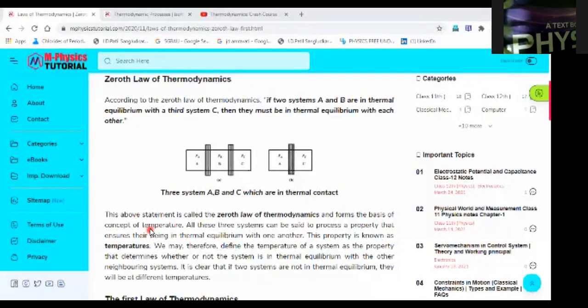If these three systems are in thermal equilibrium with each other, there is a property that assures it, and this property is known as temperature. We may therefore define the temperature of a system as the property that determines whether or not the system is in thermal equilibrium with a neighboring system. It is clear that if two systems are not in thermal equilibrium, they will have different temperatures. म्हणजे याच्यावरून तुम्हाला डिफरंट टेम्परेचर आहे हे कसं सांगू शकता?